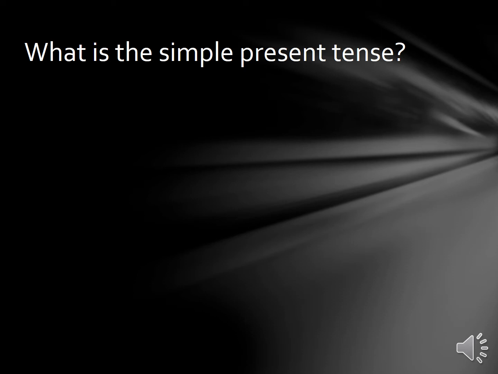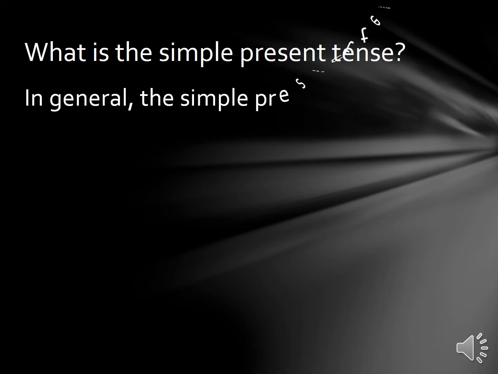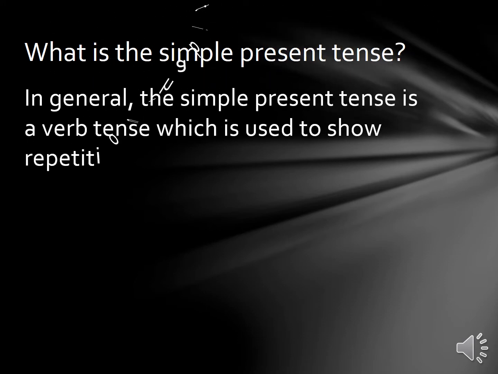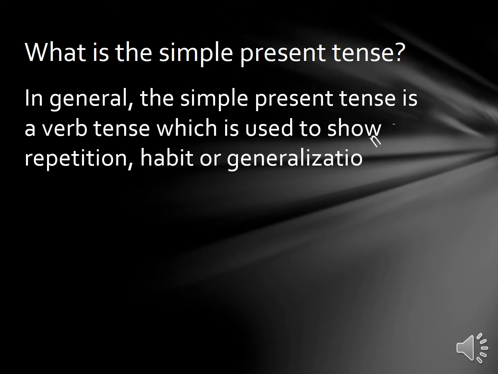But first of all, what is the simple present tense? How can we define the simple present tense? In general, the simple present tense is a verb tense which is used to show repetition, habit, or generalization. I mean, this tense is used to express an action that is a repetition or habit, something that someone used to do, or something that is general or a general truth.